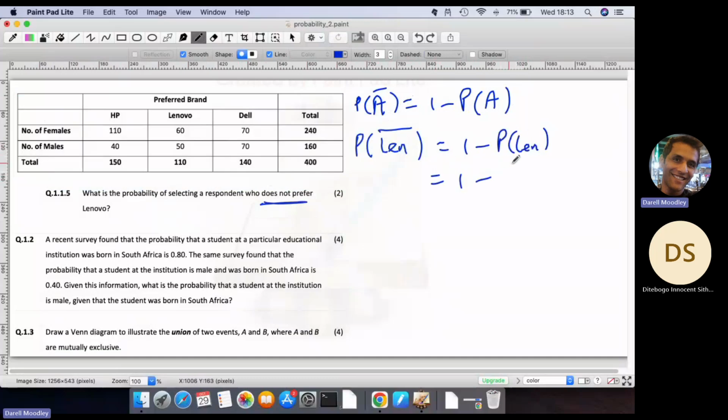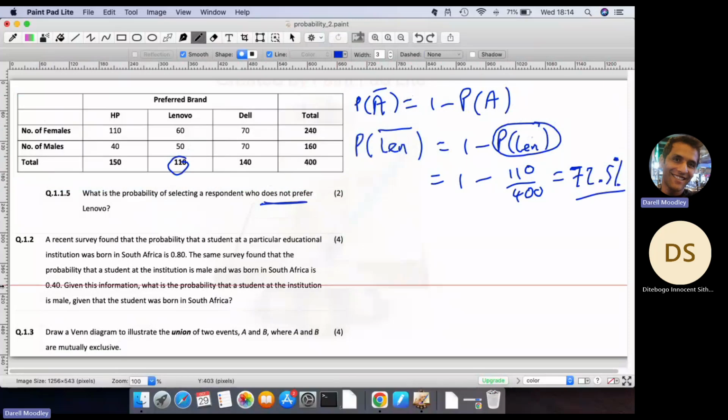So that is equal to 1 minus, now this probability here is easy to work out. Just look at how many Lenovo laptops you have in total, 110 divided by the grand total. And that will give you a value of 72.5%. So we use the complement rule here. All right, that's 1.1.5.